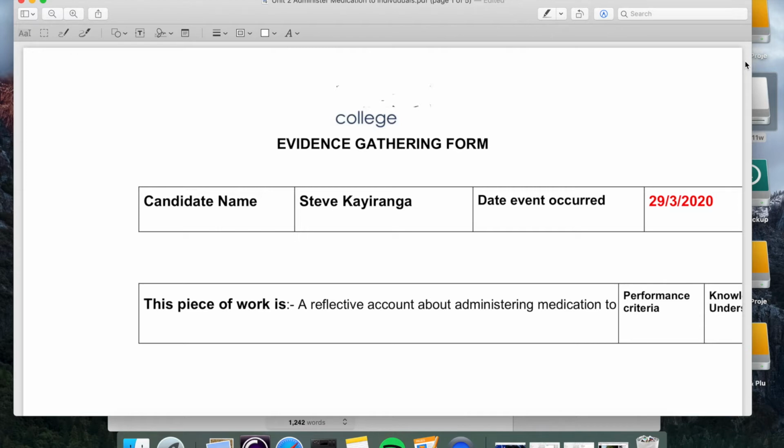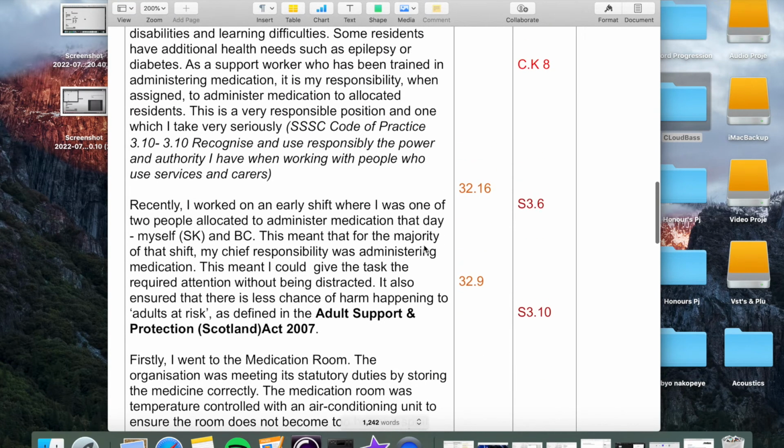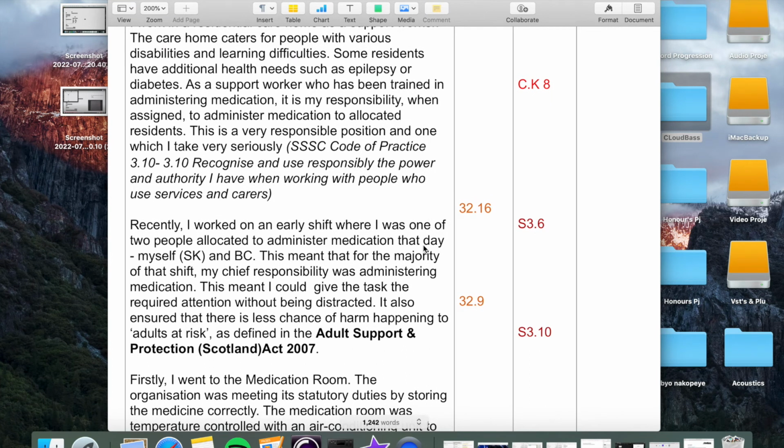You can start by writing, today's piece of work is a reflective account about administering medication to individual. Remember, here you can write your name, here you can put the date. And make sure to ignore the two right columns, performance criteria and knowledge understanding, as this is where your supervisor are going to be marking your reflective account.